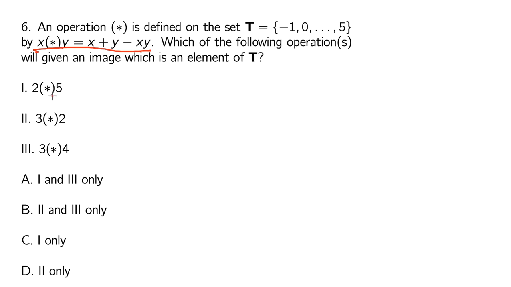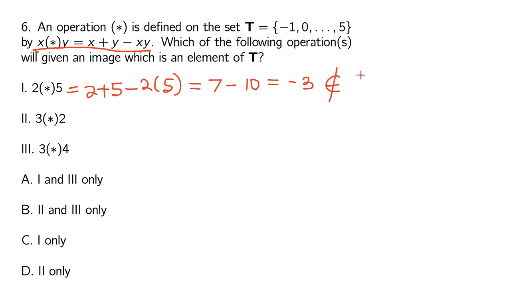So the first one is 2 star 5. What do we have for 2 star 5? 2 star 5 is equal to 2 plus 5 minus 2 times 5. Now 2 plus 5 is what? 7. And then 2 times 5 is 10. So we get -3. Now is -3 in T or not in T? It is not in T. T goes from -1 to 5, so -3 is outside the range.